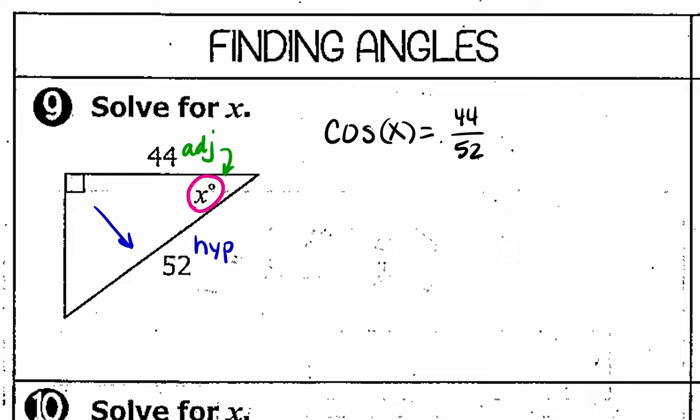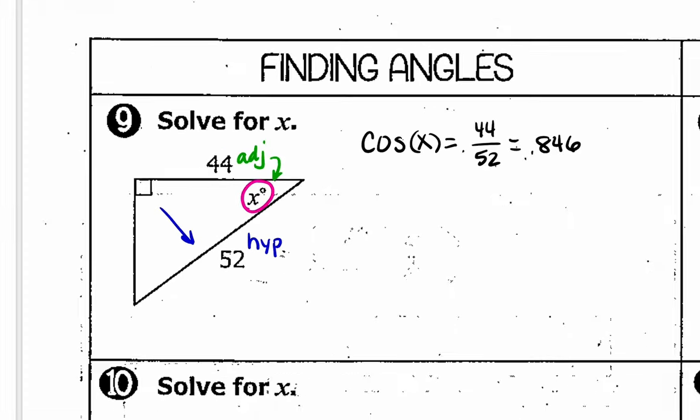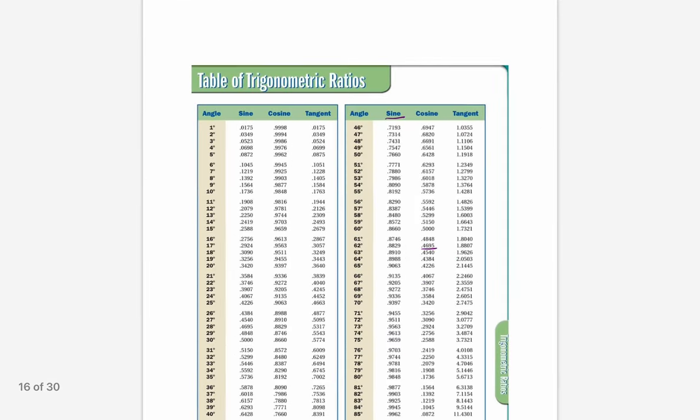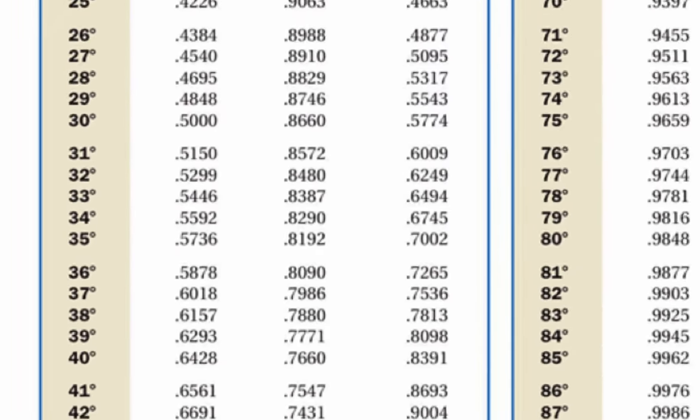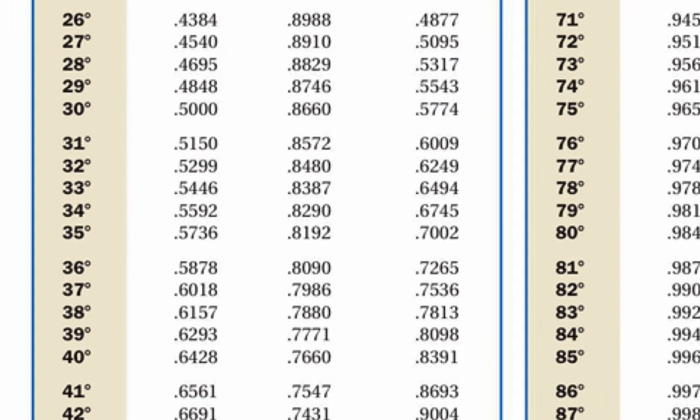So 44 divided by 52 is 0.846. So I can go on my chart, look for 0.846 and get an estimation. So I'm under the cosine column, which is that second one right here, or the second one over here. So go down, we want 0.846. Notice that with cosine, it is counting down as we go further on the page. So it would actually be right after this one. So it would be between 32 and 33.